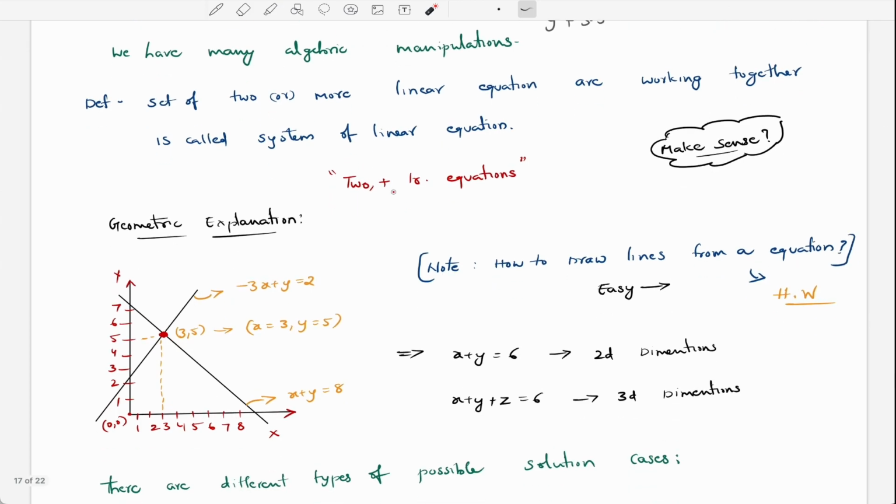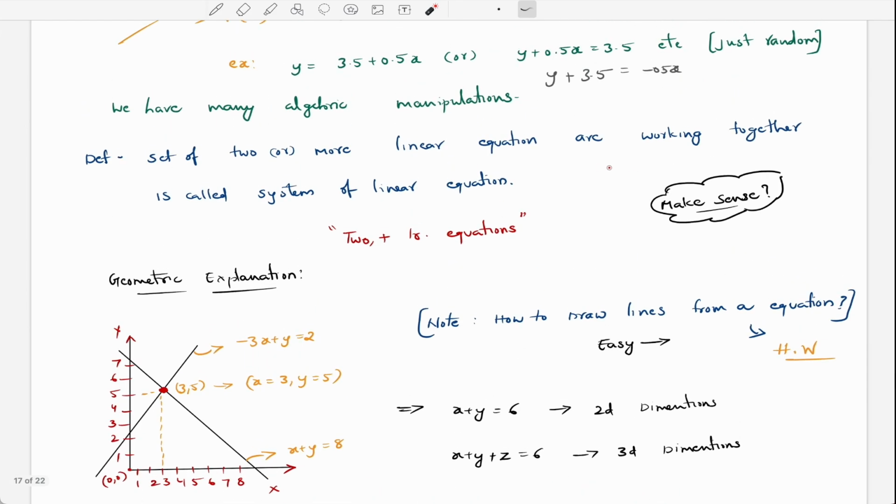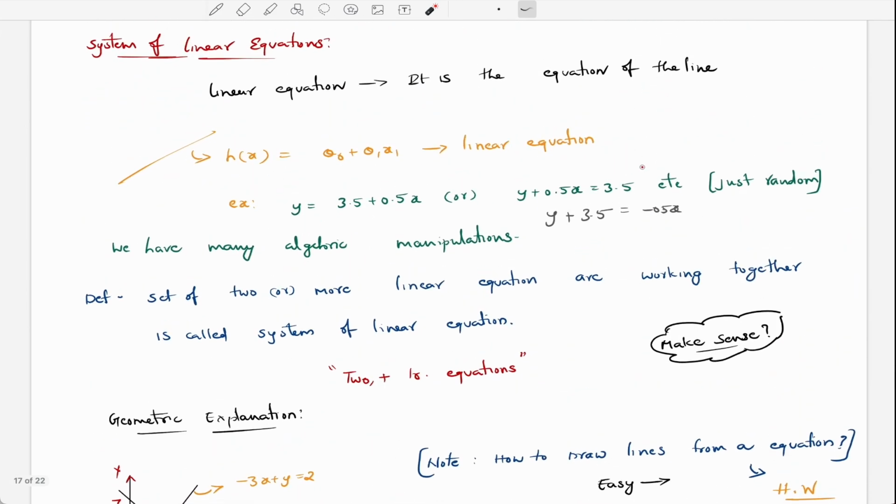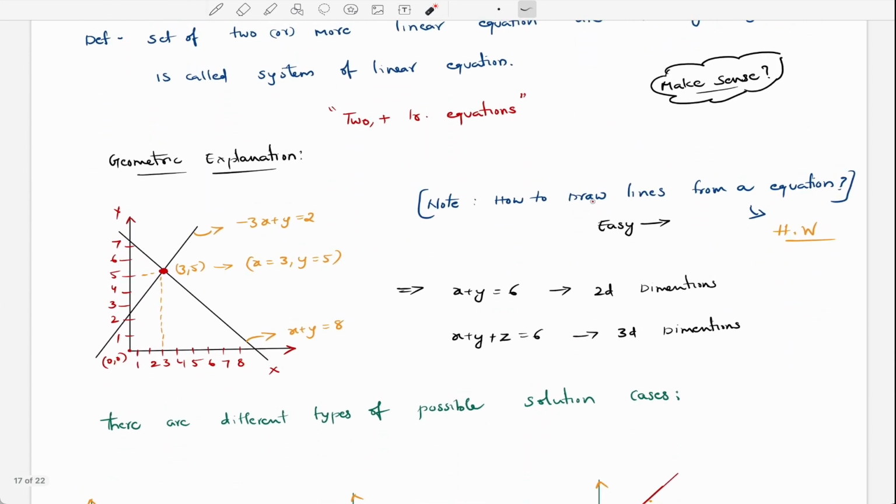As I said, it is two or more linear equations. So we can't have a system of linear equations with just one linear equation. I think it makes sense, right? Otherwise, I'll give you an example, then it's going to be very easy.